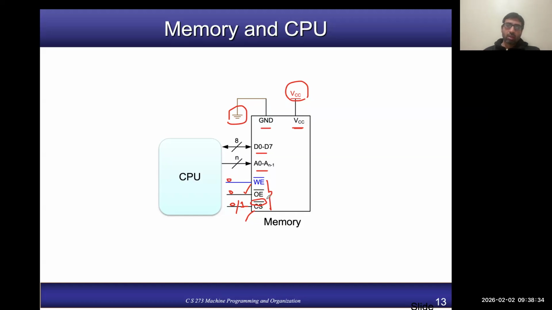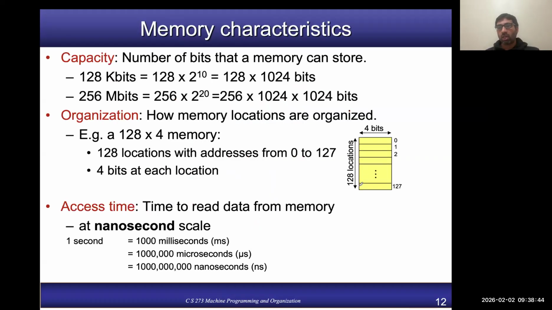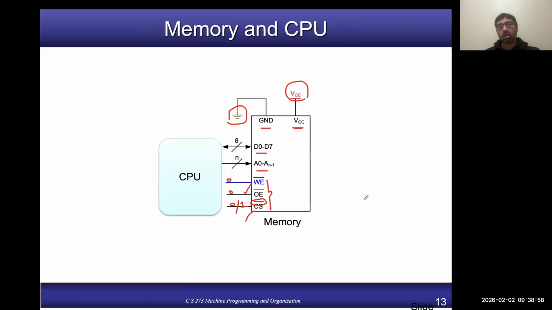Okay. And what is the job of the address lines? The address lines are used to select a location within memory. If you remember, in this particular example you have 128 locations. So you use the address lines to specify the location from where you want to read the data, or the location to which you want to write the data.